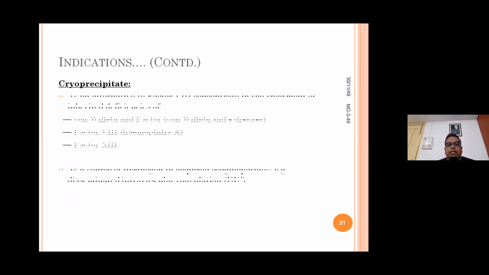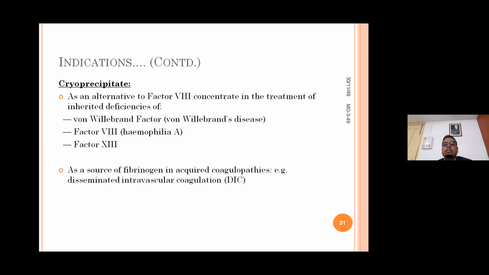Finally, cryoprecipitate. It is an alternative to factor VIII concentrate because cryo is rich in factor VIII in the treatment of factor VIII deficiency or hemophilia A. Also in von Willebrand factor deficiency or von Willebrand disease, and as a source of fibrinogen in acquired coagulopathies, because cryo is also a rich source of fibrinogen.